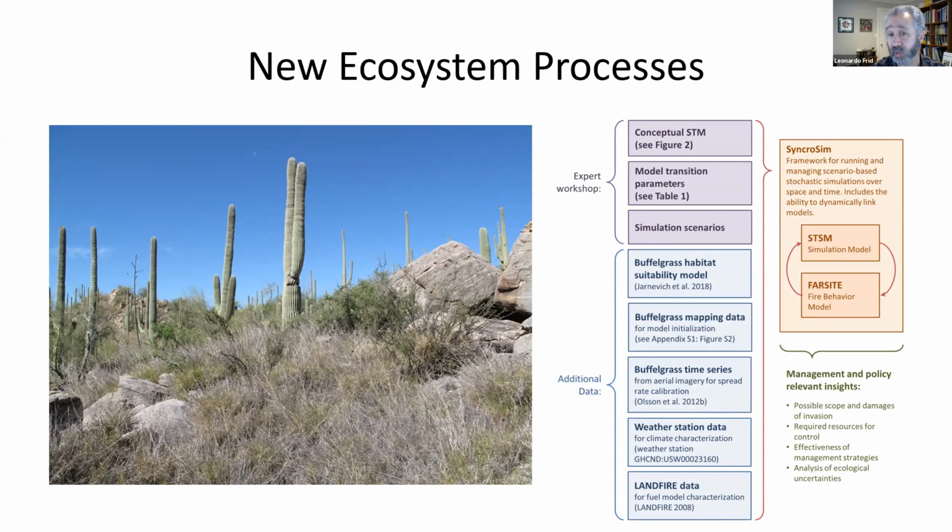Then we needed to work with different kinds of data and other models. So for example, we integrated a habitat suitability model to help us understand where Buffelgrass is most likely to be invading on this particular landscape. And then finally, because we didn't have historic information on fire, we actually brought in a process-based fire growth model, in this case FARSITE, and linked it dynamically with our STSM simulations. So as we're modeling the invasion of Buffelgrass on the landscape, we're pausing STSM and bringing in FARSITE to determine where and how much fire might be occurring given a certain rate of ignitions happening on the landscape.